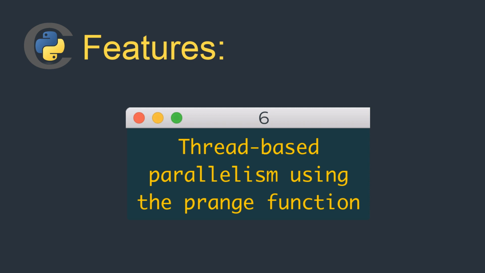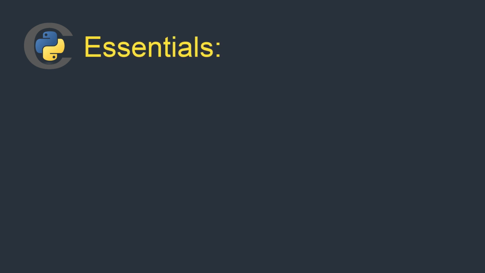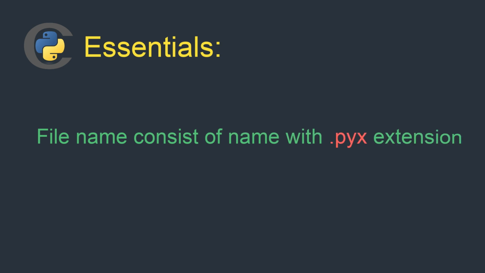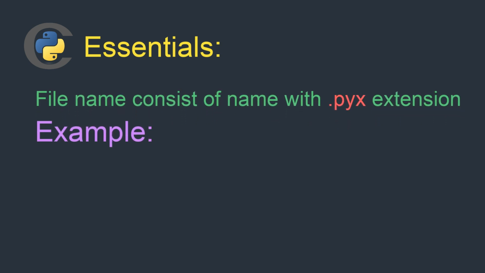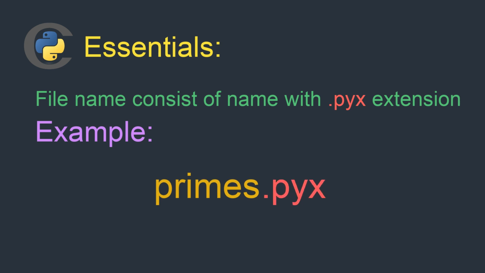Let's talk about some of the technical things involved in the understanding of Cython. Cython source file names consist of the name of the module followed by a .pyx extension. For example, a module called primes would have a source file named primes.pyx.